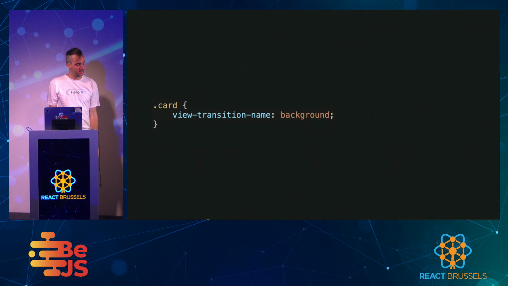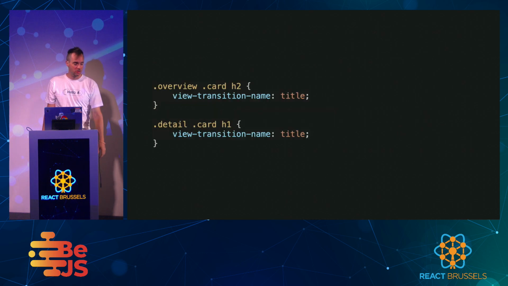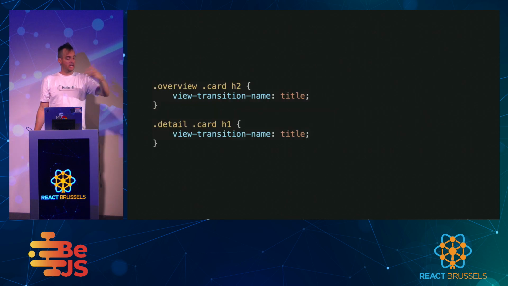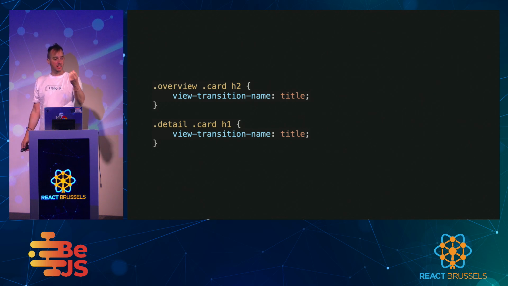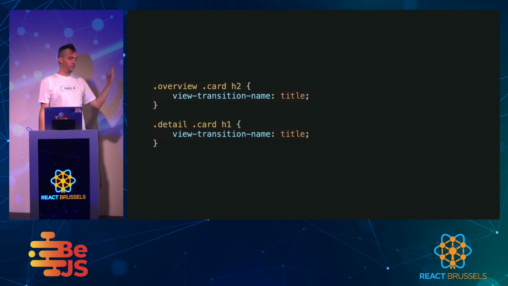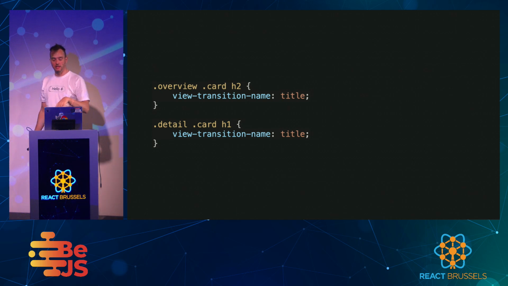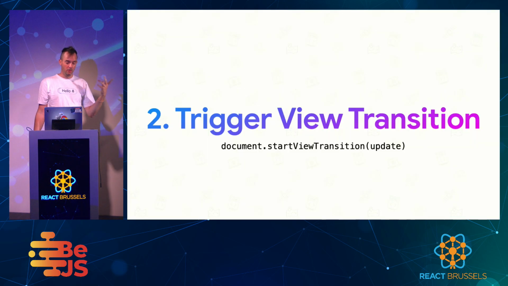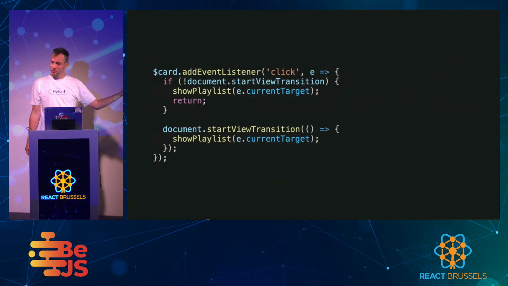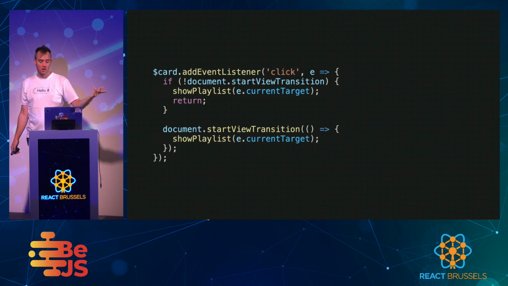So we do that in our CSS. View transition name background, and so on and so on. Here, the H2 and the H1, again, the elements don't need to be of the same type. You can morph buttons into images and so on. So on the old view, we have the H2. On the new view, we have the H1, which gets the name of the title. With all the naming set up, we trigger the view transition. I've shown this code before, document.startViewTransition with the fallback.